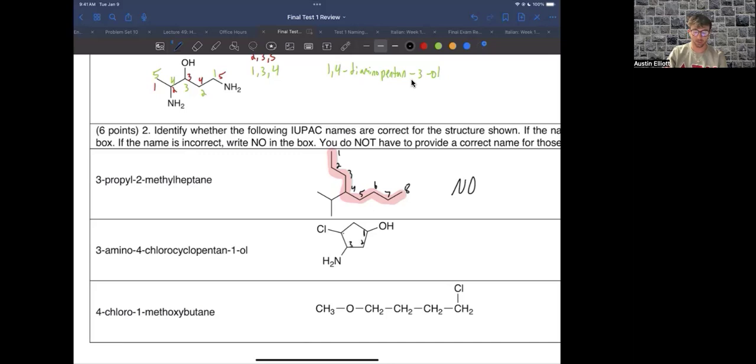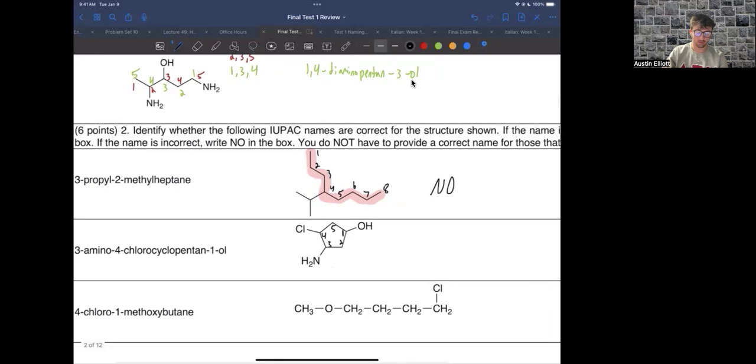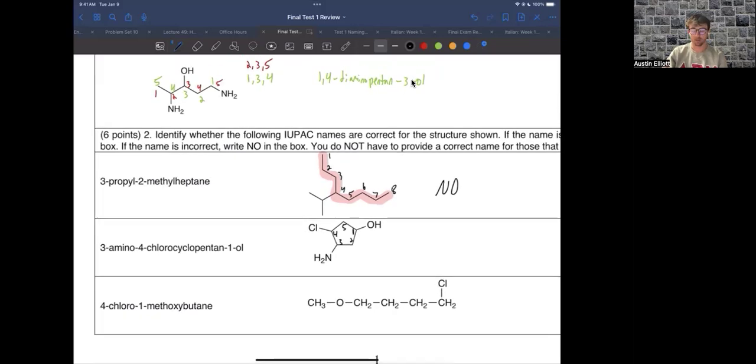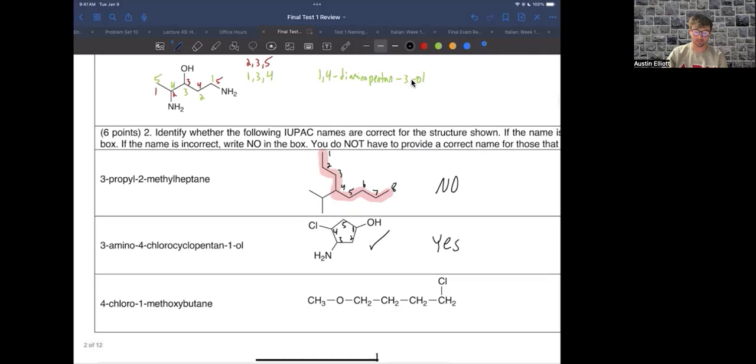So it's going to be 1, 2, 3, 4, 5. So 3-amino-4-chlorocyclopentan-1-ol. That is right, so it's going to be yes.